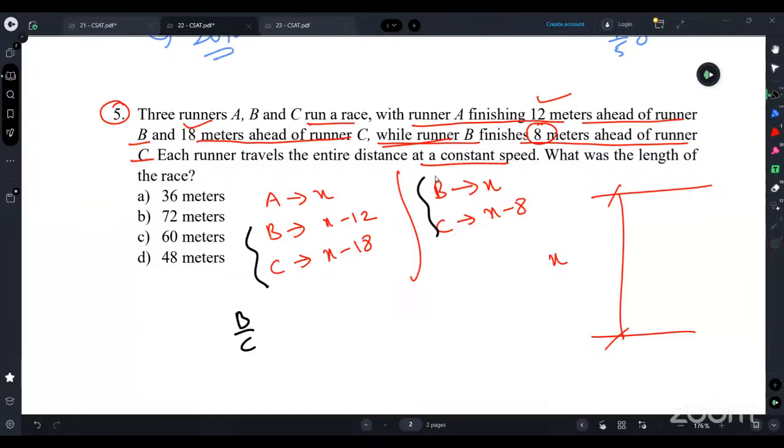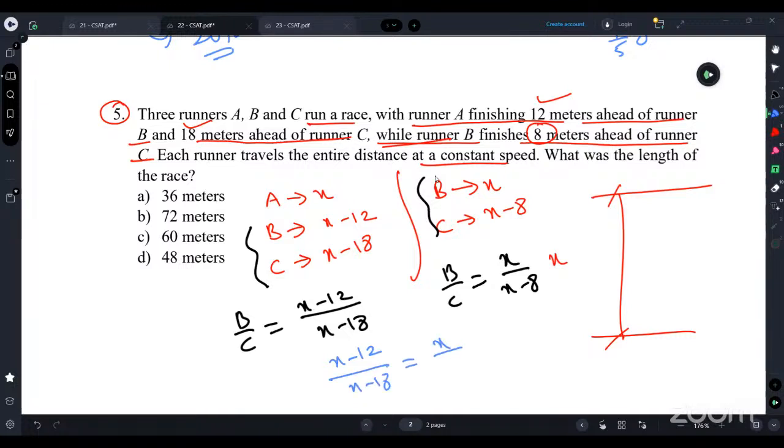So the ratio of B by C in the first case will be X minus 12, right, upon X minus 18. And in the second case, we have the ratio of B by C as X upon X minus 8. So we can equate this ratio because they are running at a constant speed, right? So X minus 12 by X minus 18 will be basically X upon X minus 8.